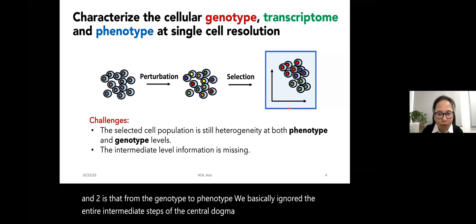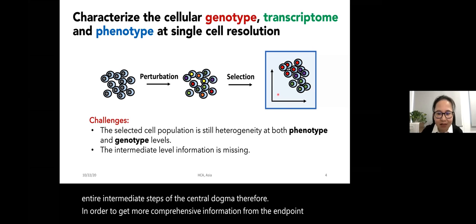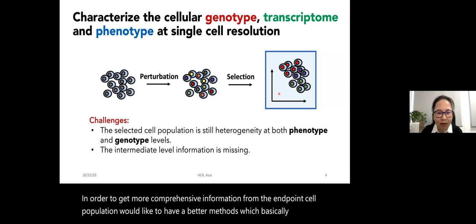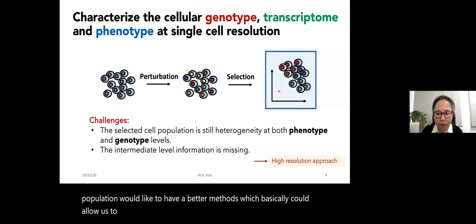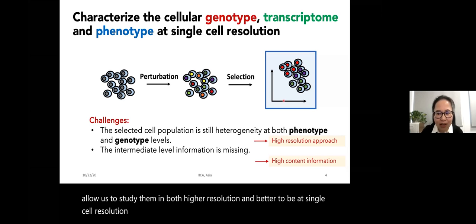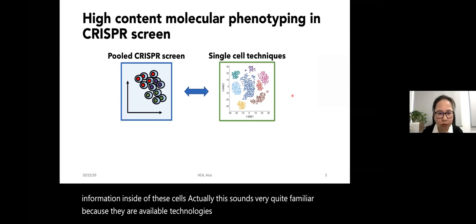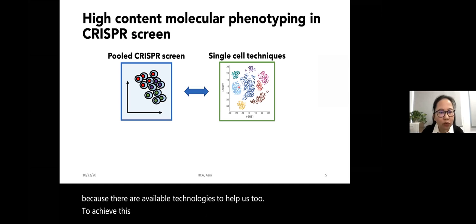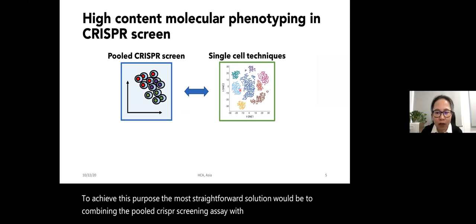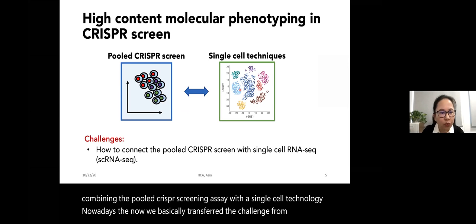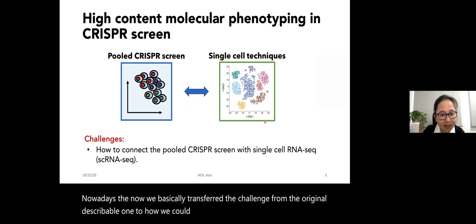Therefore, in order to get more comprehensive information from the endpoint cell population, we'd like to have a better method, which could allow us to study them at a higher, ideally single cell, resolution, and also allow us to analyze the molecular information inside these cells. Actually, this sounds quite familiar because there are available technologies to help us achieve this purpose. The most straightforward solution would be to combine the pooled CRISPR screening assay with single cell technology. Now the challenge is transferred from the original one to how we could connect the pooled CRISPR screening with the single cell RNA-seq technique.